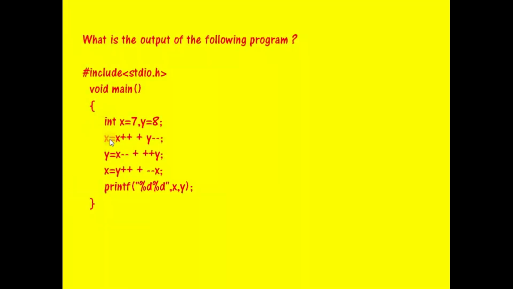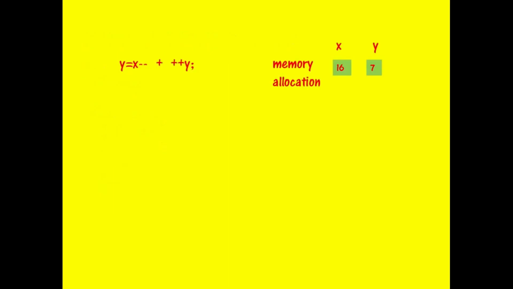Now evaluate the second expression, y equals x-- + ++y. Updated value of x is 16 and y is 7. Always remember, updated value is considered to evaluate the expression. First step, any pre-increment or pre-decrement. So here in this expression, pre-increment is already there. So execute this pre-increment ++y.